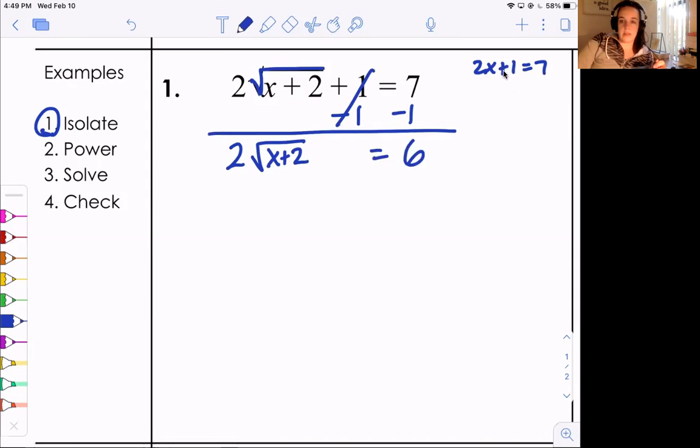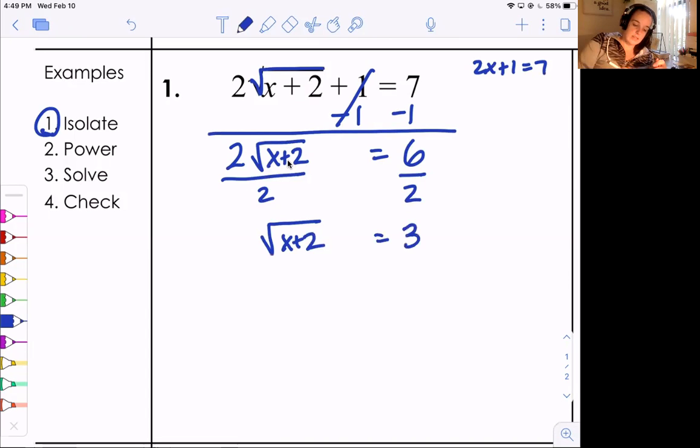All right. After I got rid of the 1, I would then divide by 2 to get the x by itself. I'm going to do the same thing here. I want to get this by itself. So I'm going to divide by 2. And I get the square root of x plus 2 equals 3, right? So I've done my first step. I got the square root by itself, right? That's what I wanted to get by itself.